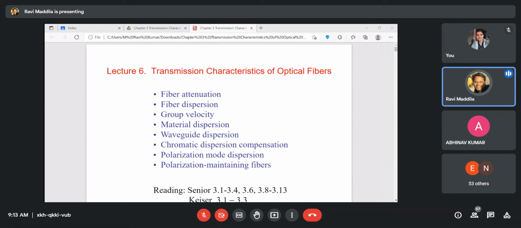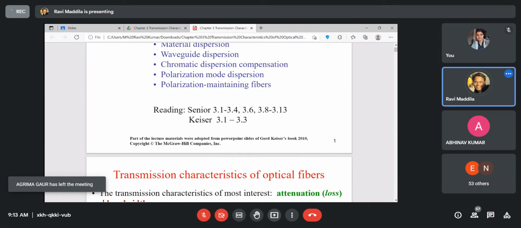And of course, we had already discussed the group velocity and phase velocity. So fiber dispersion is something that we're going to discuss today.